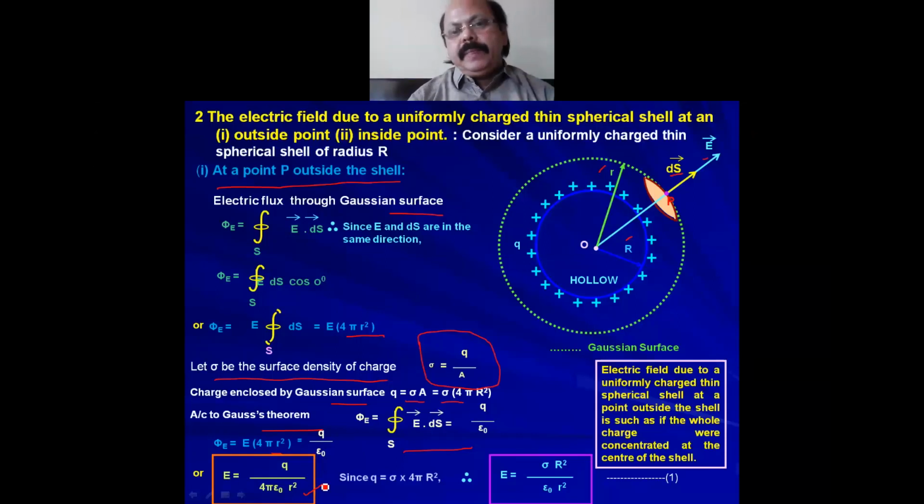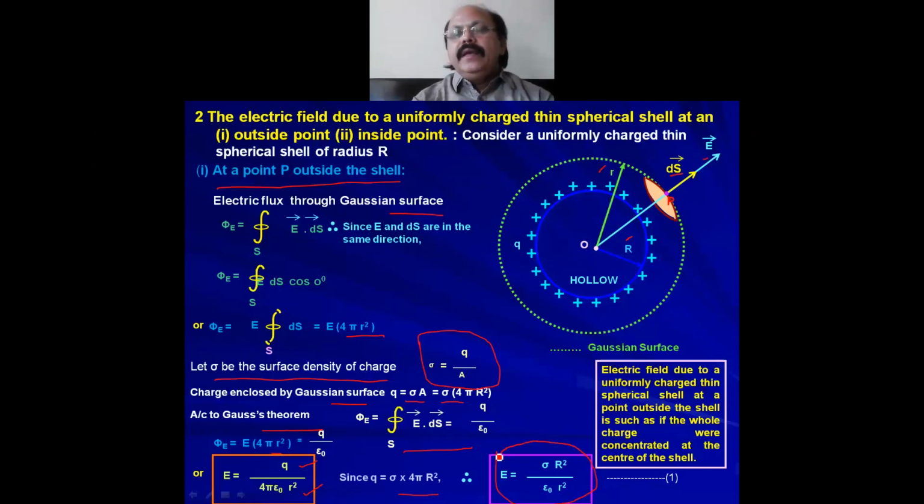Now since the charge enclosed by the Gaussian surface is Q equal to sigma into 4 pi capital R square, you substitute this value in place of Q, then you will get E equal to sigma capital R square upon epsilon naught small r square after calculation.